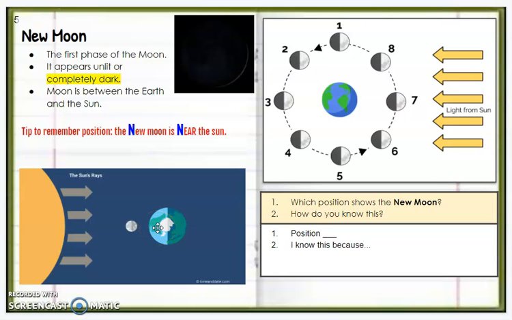So now what you're going to do is look at the diagram, and then you're going to answer the questions. In which position shows the new moon? So you are going to tell me which position shows the new moon, and you'll type your answer there. And then I know this because. So for example, position 7, that's the new moon. And I know this because it is near the sun. Okay?